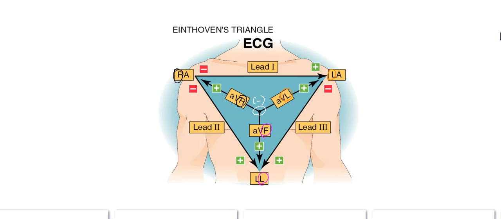aVF means that the positive electrode is the one that's reading from the left leg. Right arm and left arm together define the electrical center of the heart. For aVL, you're going to average RA and LL in order to get that negative side. The positive lead will be attached to the left arm. Same thing for aVR. aVR is going to tell you the direction of current flow that is traveling toward the right arm. The electrical negative is going to be the average of the LA and the LL.